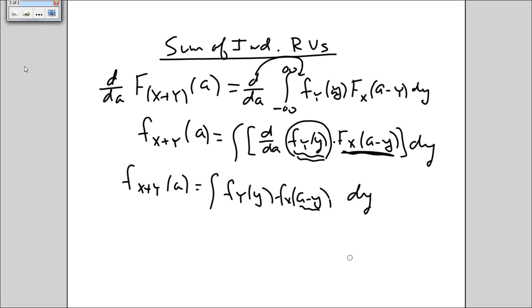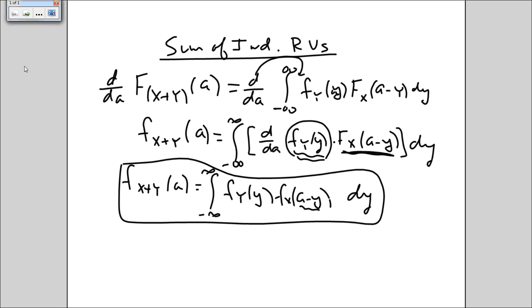And one last thing, the limits for y go from negative infinity to infinity. So here is the PDF of f sub X plus Y. It's the PDF of the sum of independent random variables. So let's remember this formula. Let me put it on the bottom.